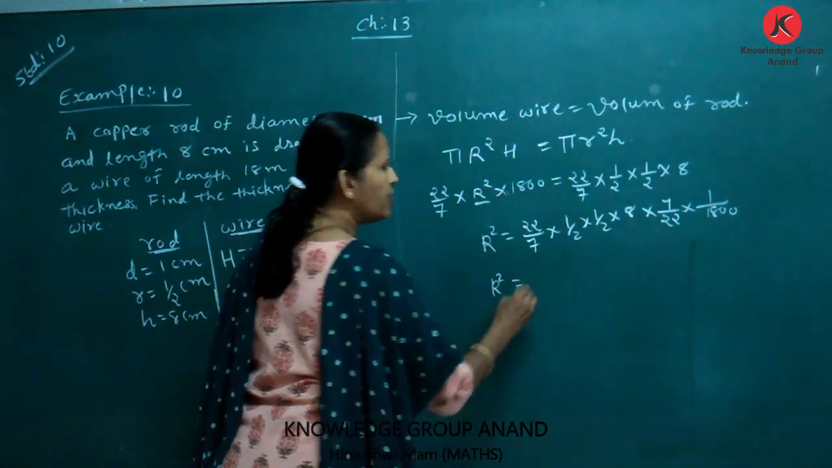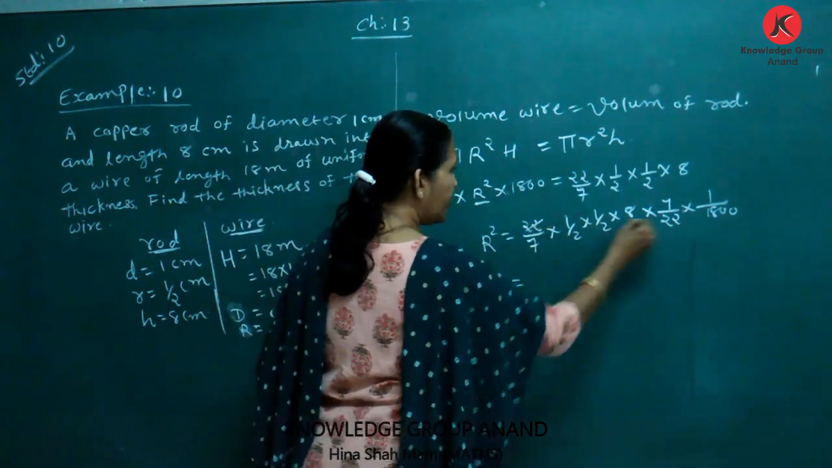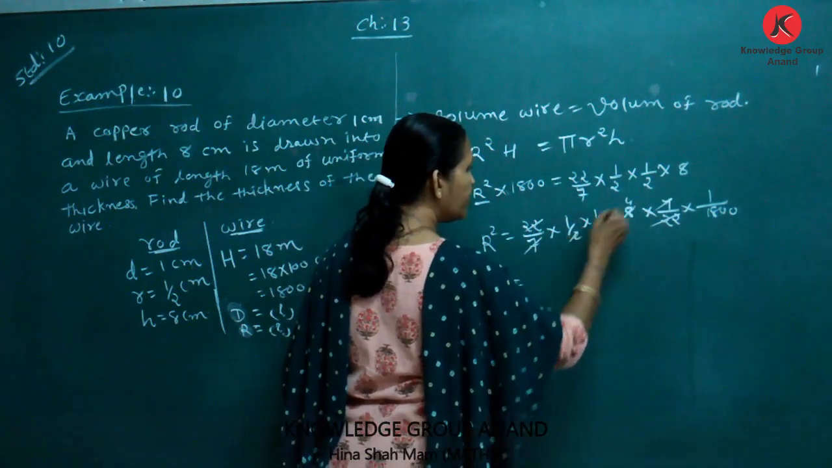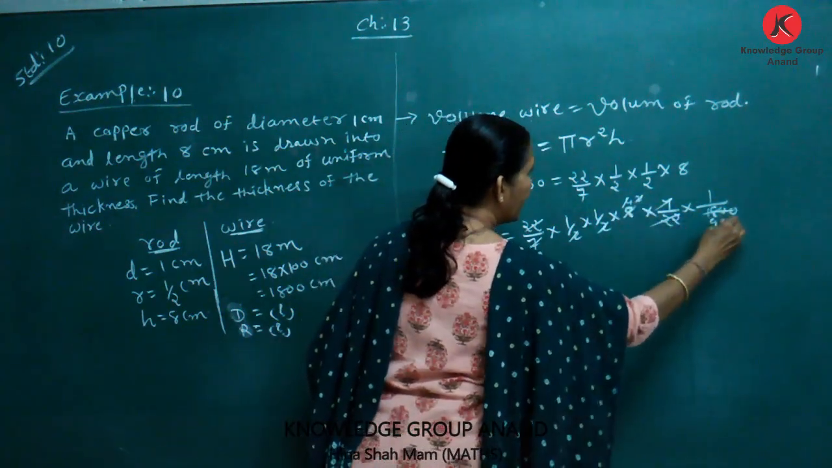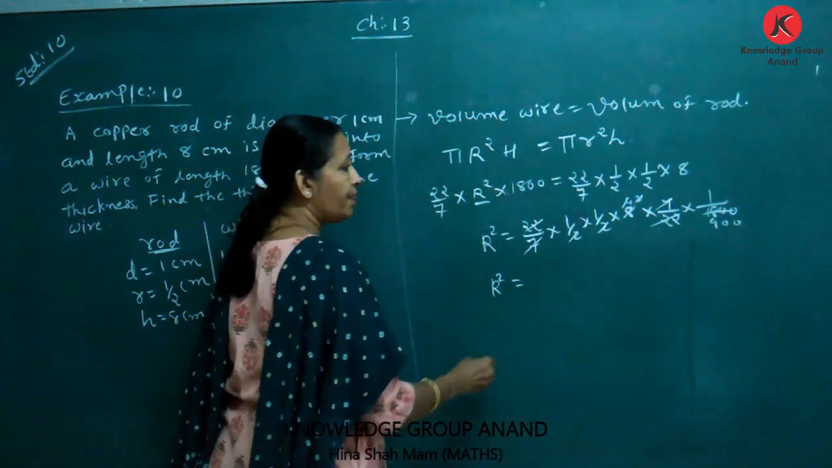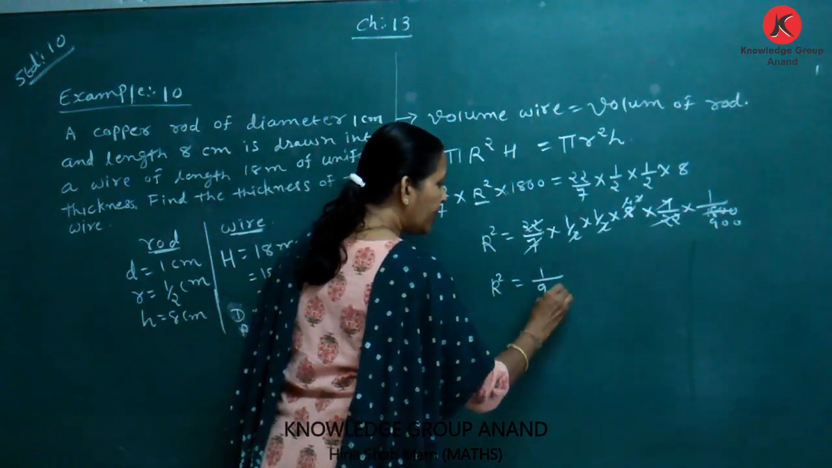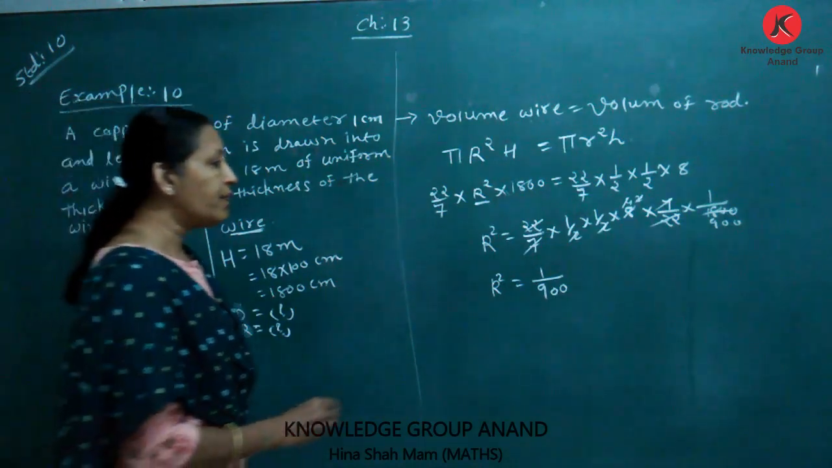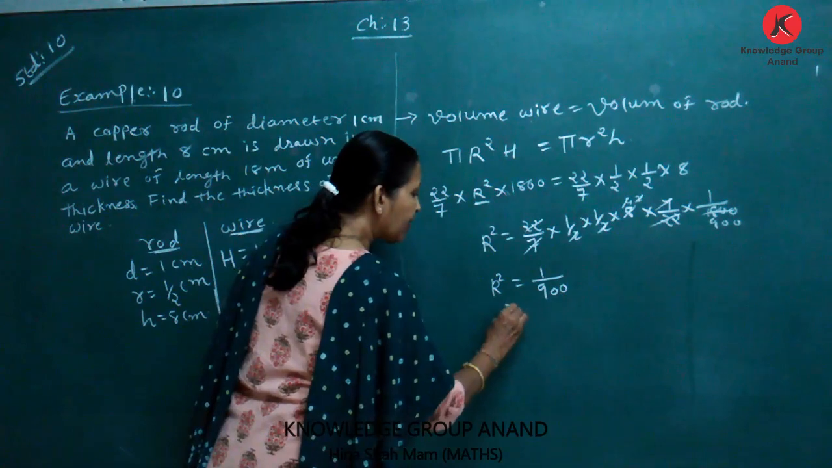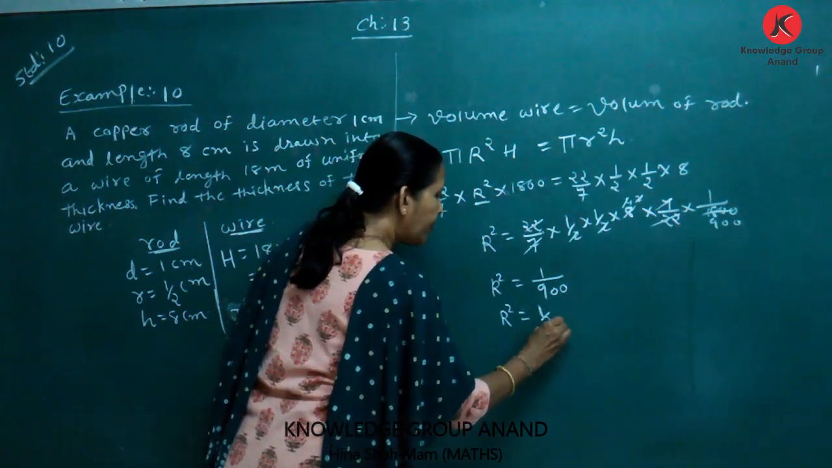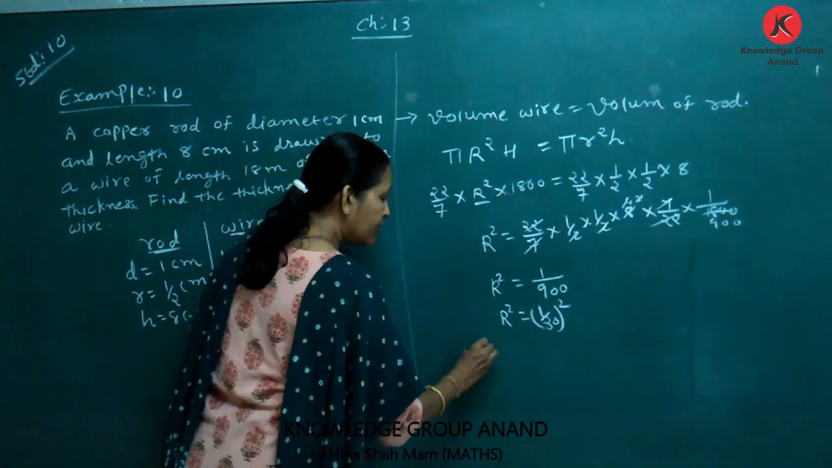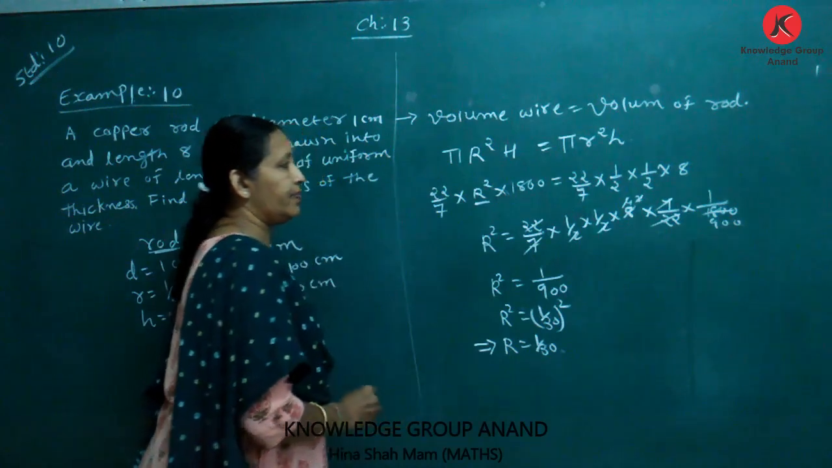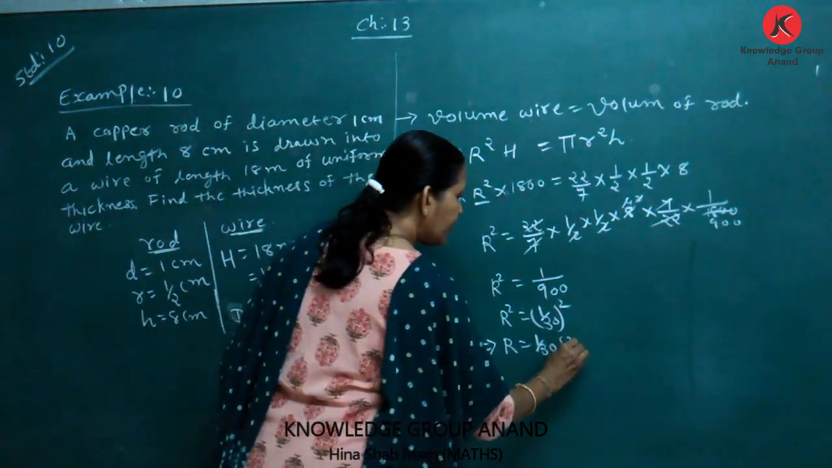R square is equal to, after simplifying 22, 7, 2 4s are 8, 2 2s are 4, and 2 900, the answer is 1 upon 900. 900 is the square of 30. R square is equal to 1 upon 30 square, so R is equal to 1 upon 30.